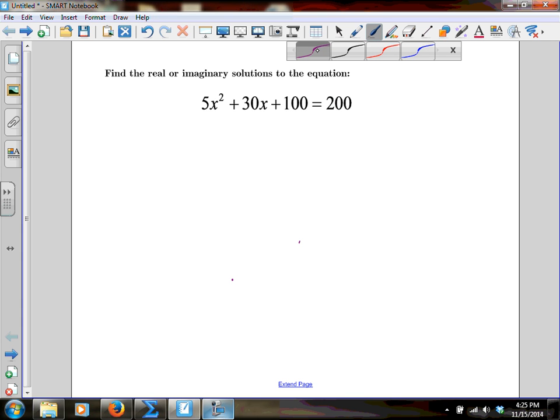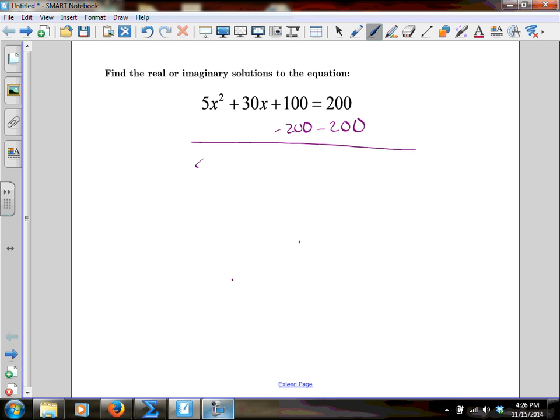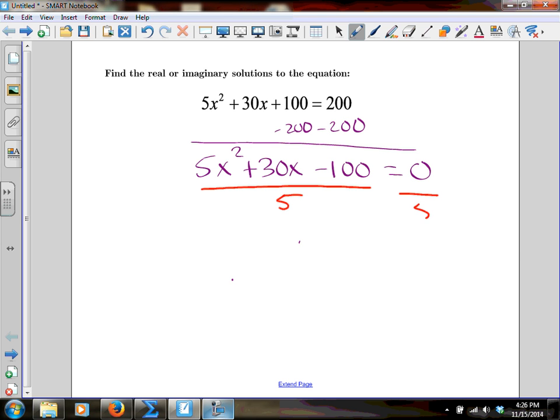So I am going to start off by subtracting 200 from both sides so that one of my sides equals 0. That's 5x squared plus 30x minus 100 equals 0. Now, as I said before, I noticed that everything here is divisible by 5, so I'm going to divide both sides by 5. This is okay because I'm using an equation and I can do whatever I want to one side of the equation as long as I do it the same way to the other side. So I'm going to be left with x squared plus 6x minus 20 equals 0.